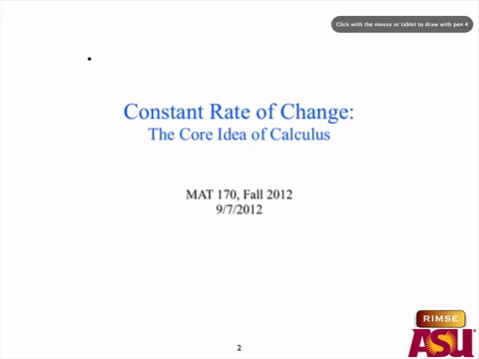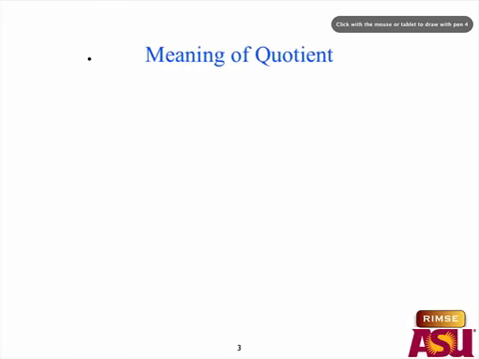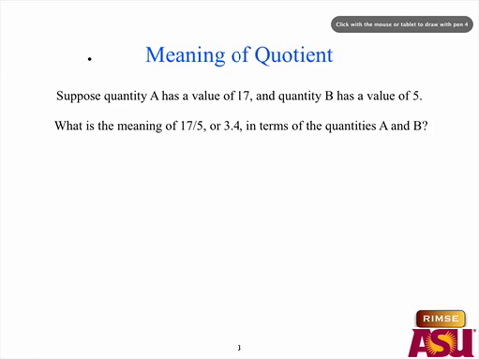Ready to start? To start, let's take a step back and talk about the meaning of a quotient. When you divide two numbers and get an answer, what does that number mean? Here's an example. Suppose quantity A has a value of 17 and quantity B has a value of 5. It's very generic. If we took 17 divided by 5, which gives us 3.4, what would be the meaning of that number, 3.4, relative to the quantities A and B?